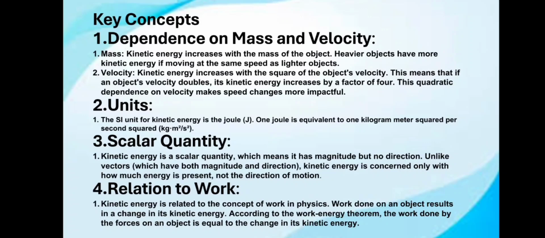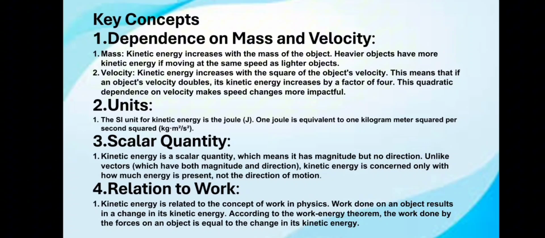Then comes velocity. Kinetic energy increases with the square of the object's velocity. That means that if the object's velocity doubles, its kinetic energy increases by a factor of 4. This quadratic dependence on velocity makes speed changes more impactful. This means if the object's velocity, speed, doubles, then the kinetic energy will be increased by a factor of 4.